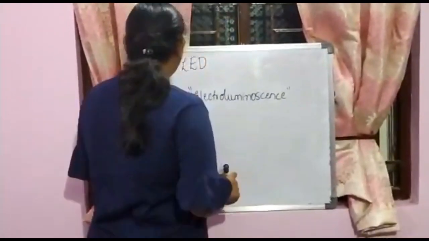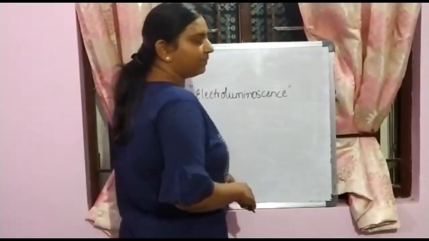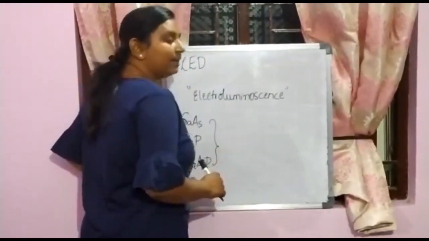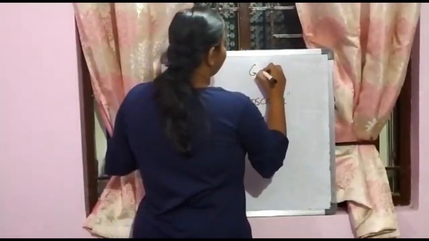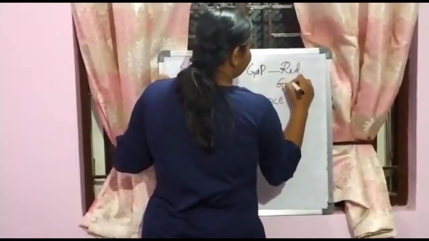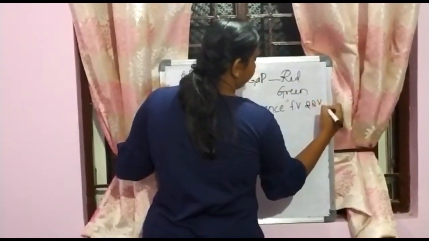We require gallium arsenide, gallium phosphide, gallium arsenide phosphide. These are the materials which we can use for the construction of a PN junction diode. We can use any of these materials, and the radiation of the light depends upon the material which we have used. For example, if we have used gallium phosphide, the radiated light may be either red or green color with a forward voltage of 2.2 volts.